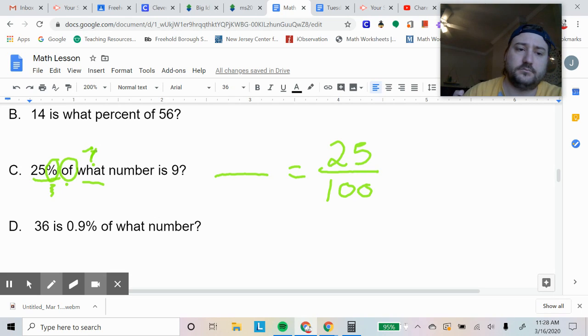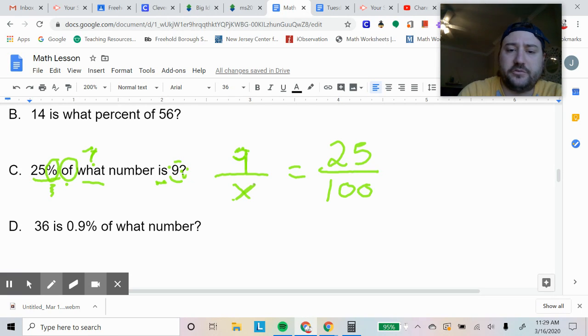So we're going to put a variable there, and then number is 9. So put 9 on top. And then since of is the blank, we'll put an X there. We got that going on.